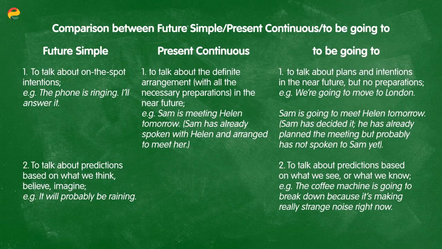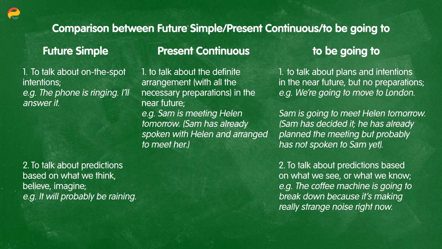One example where we can use the future simple tense, talking about on-the-spot decisions, for example, the phone is ringing. I'll answer it. Or to talk about predictions based on what we think, believe, feel, or imagine. It will probably be raining later. The present continuous we use to talk about definite arrangements with all of the necessary preparations in the near future. Sam is meeting Helen tomorrow. These plans have already been arranged and finished.